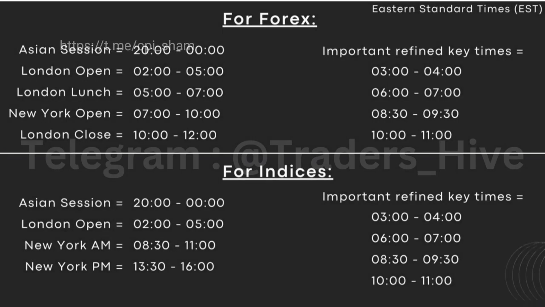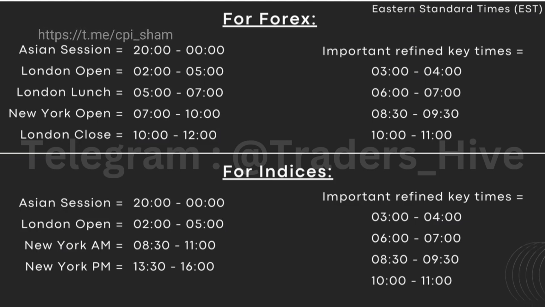Now, in this last slide, we'll discuss the kill zone for both forex and indices, and the characteristics of each kill zone, along with some key times. So for forex, the times of the kill zones are the following. Asian session is from 20 Eastern Standard Time to midnight, or 0 Eastern Standard Time.